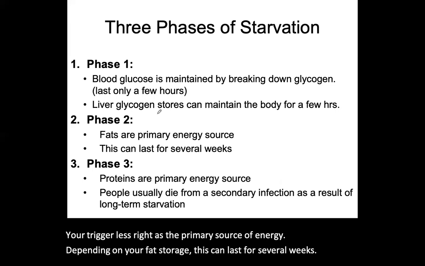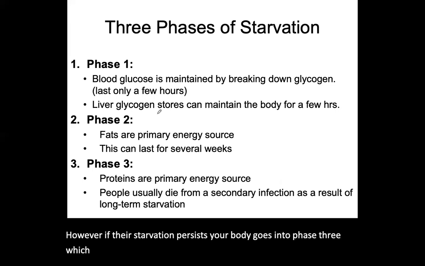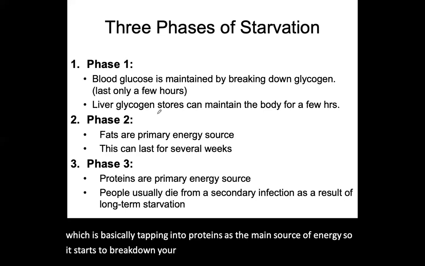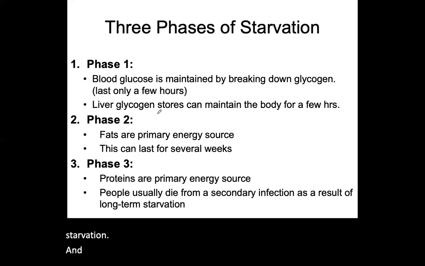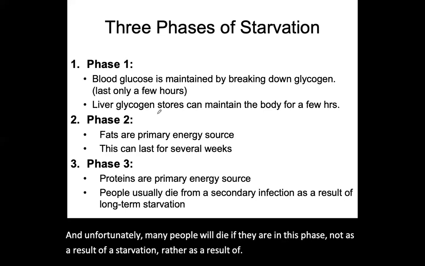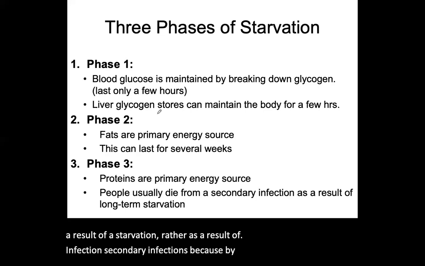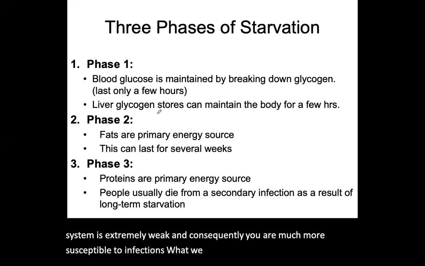However, if the starvation persists, your body goes into phase 3, which is basically tapping into proteins as the main source of energy. So it starts to break down your muscles. You can see a significant decline in your protein or your muscle mass if people are in this phase of starvation. And unfortunately, many people will die if they are in this phase, not as a result of starvation, rather as a result of infections, secondary infections. Because by this stage, your immune system is extremely weak, and consequently, you are much more susceptible to infections, what we identify as secondary infections.